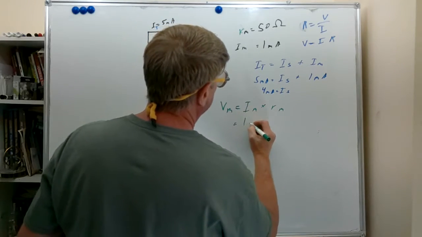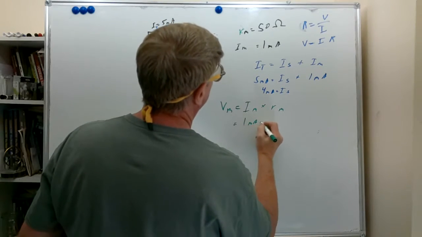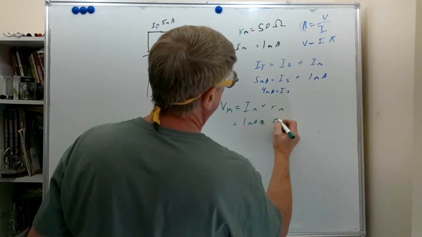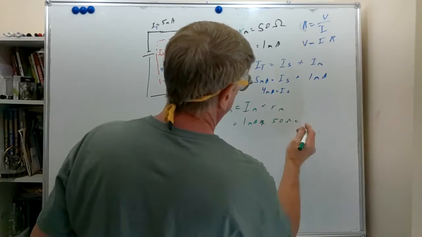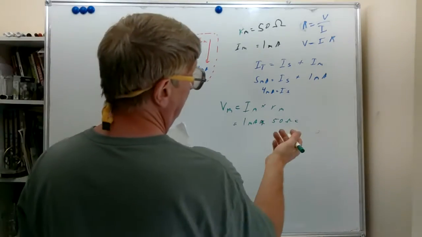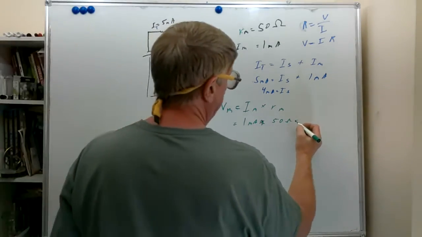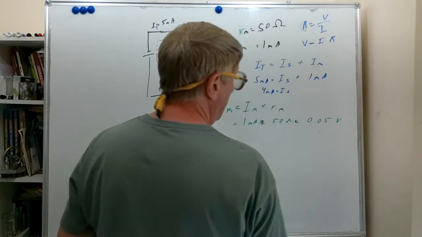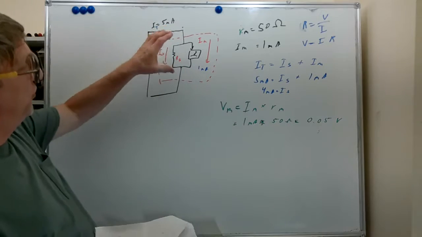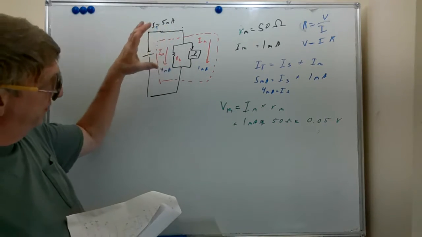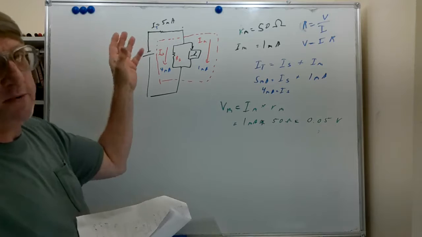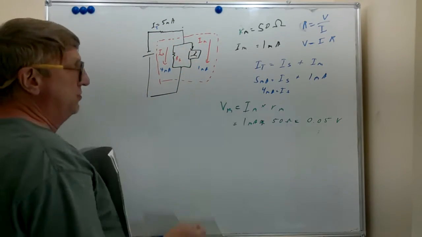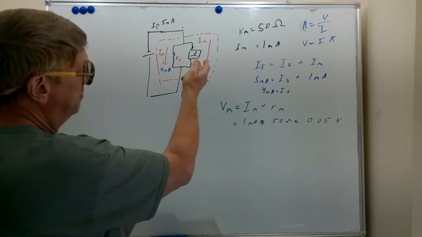IM, 1 milliamp. The resistance of the meter was 50 ohms. Well, that ends up being 50 ohms times 1 milliamp ends up being 0.05 volts. So now we know the voltage drop across the meter when we have our 1 milliamp going through the meter movement.